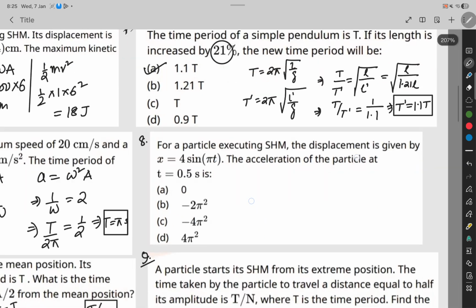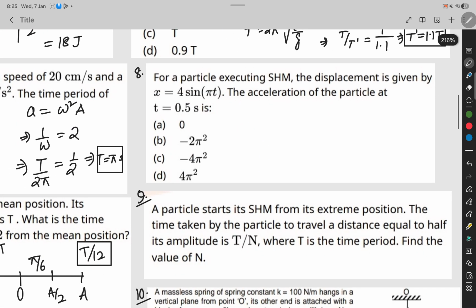Okay, now moving on to question number 8. For a particle doing SHM, the displacement is given by x equal to 4 sin pi t. The acceleration of the particle at t equal to half, a equal to what? Omega square x, actually minus omega square x. So minus omega square, omega is how much? Omega is pi, so that will be minus pi square. x is 4 sin pi t, t is half, so that is pi by 2, sin pi by 2 is 1, so minus 4 pi square, that means C is your correct answer.